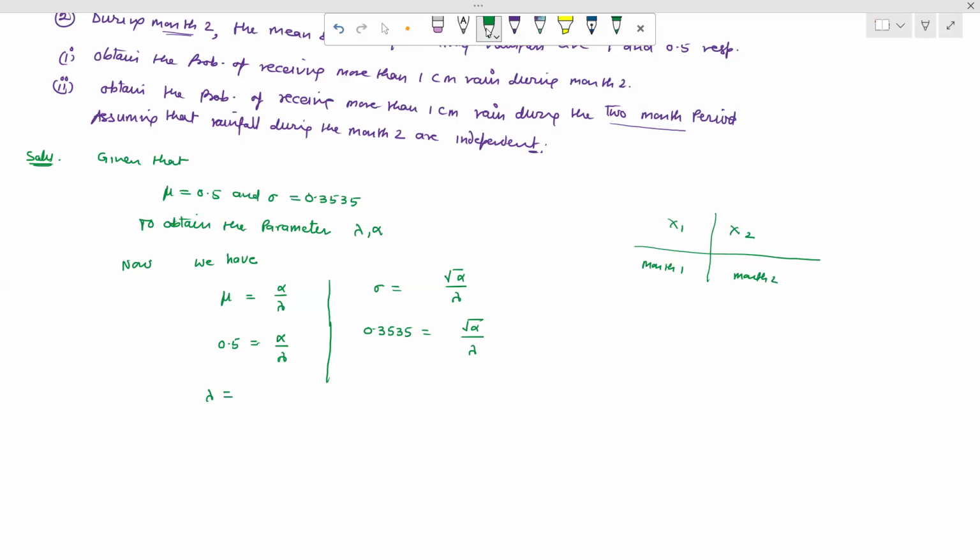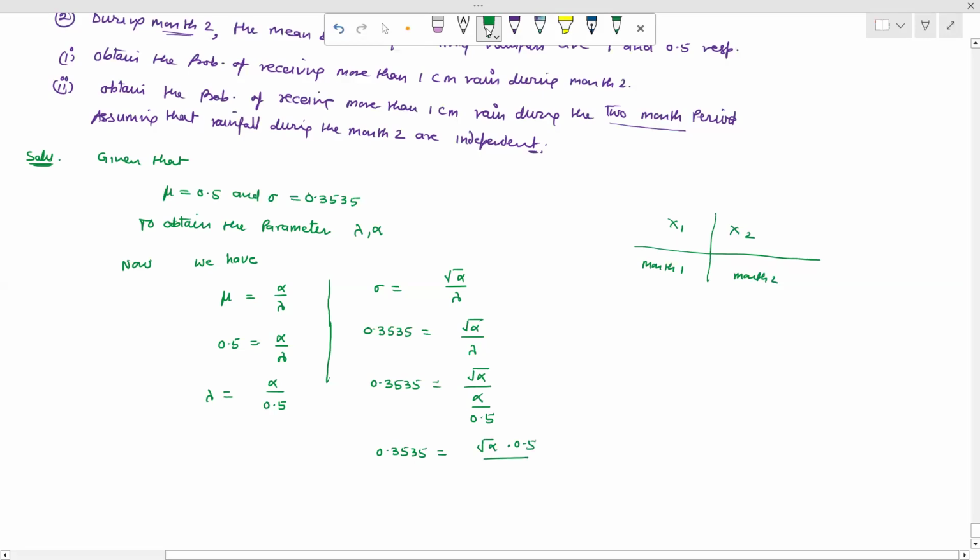So what is the value of lambda? The value of lambda is alpha upon 0.5. Now this value of lambda we can put into the second equation. So now we can write 0.3535 is equal to root alpha upon lambda. The value of lambda is alpha upon 0.5. So we can write this as 0.3535 equals root alpha into 0.5 upon alpha.